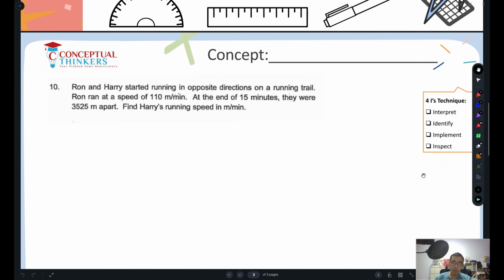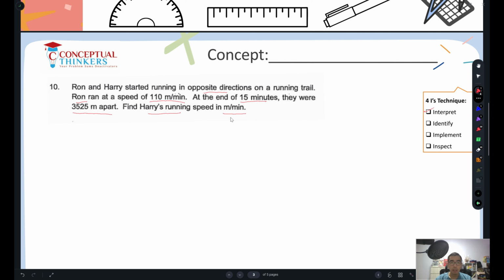So let's start to interpret the question. Ron and Harry started running in opposite directions on the running trail. Ron ran at the speed of 110 meters per minute. At the end of 15 minutes, they were 3,525 meters apart. Your job is to find Harry's speed in meters per minute.